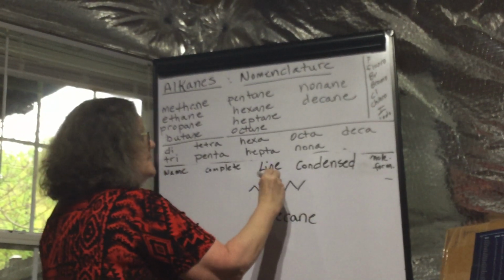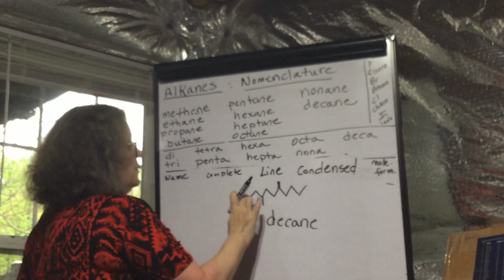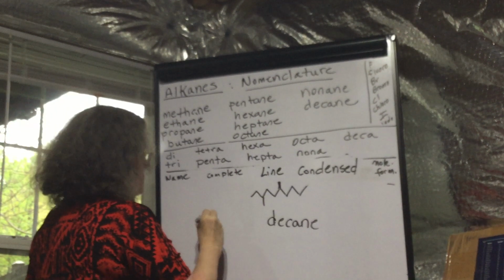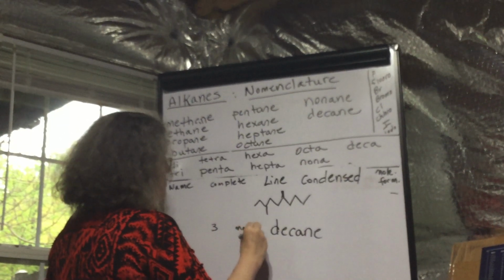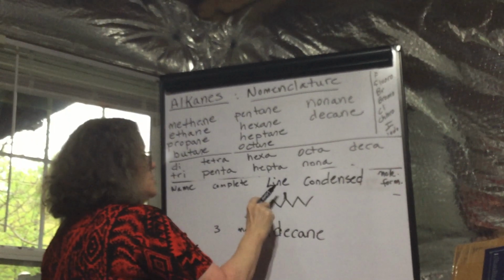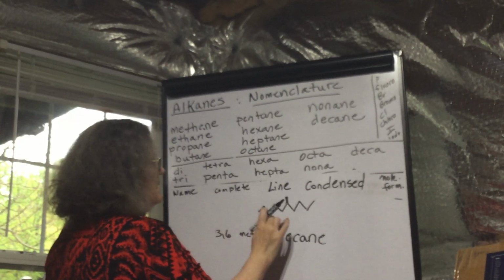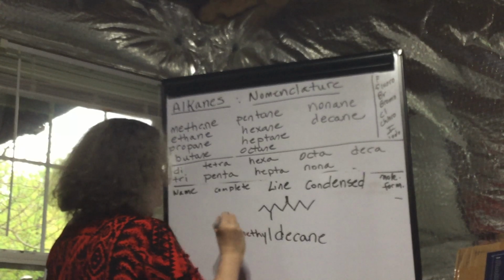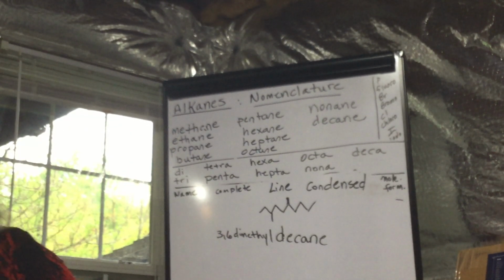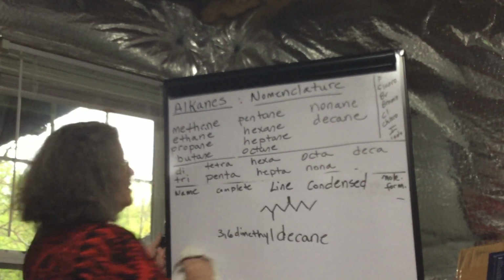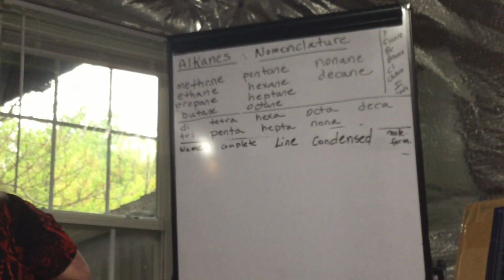What does a single line like that mean? That means it's a methyl group. So here we are, 1, 2, 3. We know there's one methyl. 1, 2, 3, 4, 5, 6. How many methyls? 2. Dimethyl decane. Now, you may also be given the structural formula.